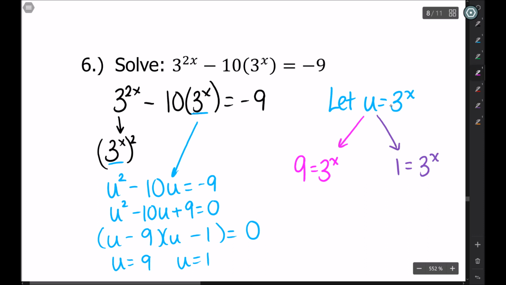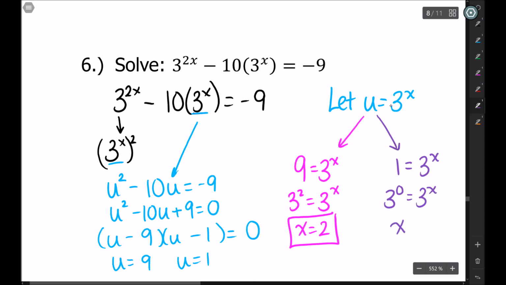Okay, so then here I get 9 equals 3 to the power of x, but I know that 9 is 3 to the power of 2, so x equals 2 is one of my solutions. Okay, and then for my other solution, I know 1 is 3 to the power of 0, so that'll be equal to 3 to the power of x, so x equals 0, and that's my other solution, and that's how I solve this question right here. Okay, that's it for notes.